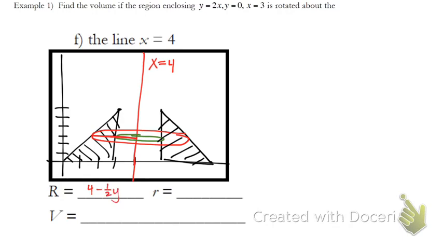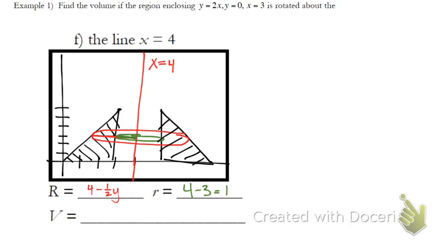For my inside radius, the green one, I just drew it right here. The top function is 4, and the bottom function is this line right here. And this line right here is the line x equals 3. So it's 4 minus 3. 4 minus 3, which is 1.